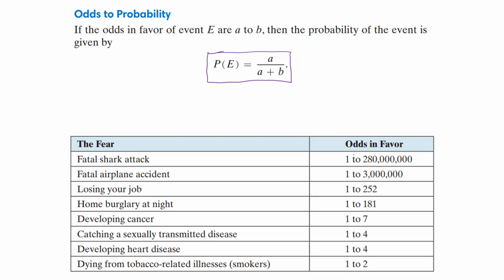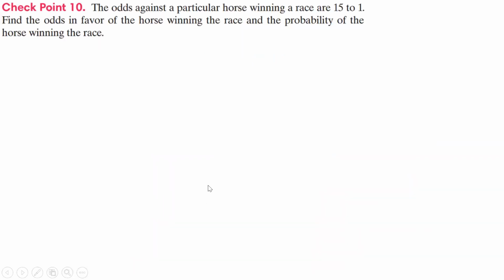The odds of a fatal shark attack are 1 in 280 million, whereas the odds of dying from a tobacco-related illness are 1 to 2. So one is very, very unlikely, and the other is much, much more likely. And then there's everything in between that you can see. But what we're going to do is use this equation, the probability of E is equal to A over A plus B, to solve this last checkpoint here.